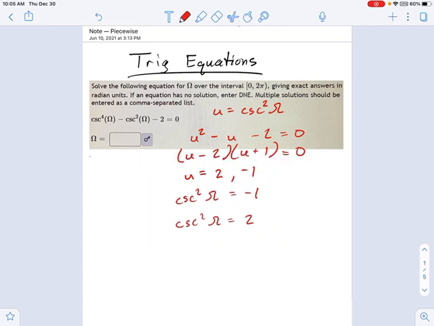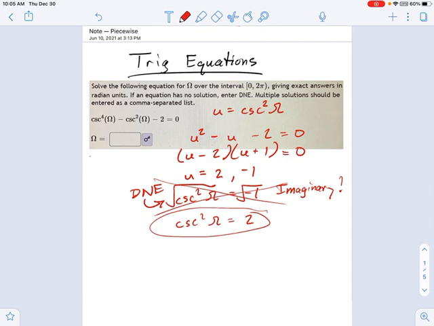Now, cosecant squared equals negative 1. The problem with that is you try to square root each side, and we get imaginary solutions for this one. So that means this part is going nowhere. You can cross that out. All we have left is this guy, cosecant squared equals 2.